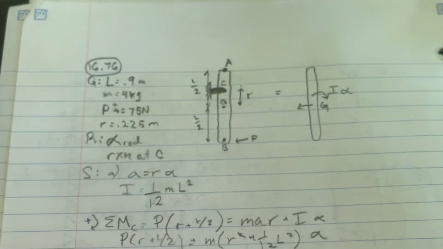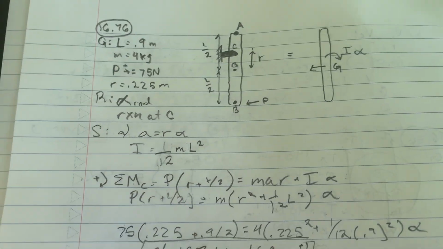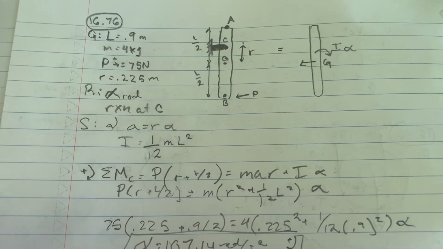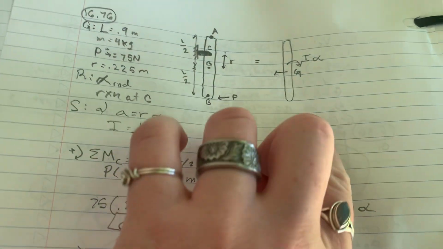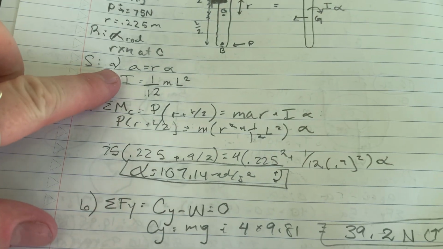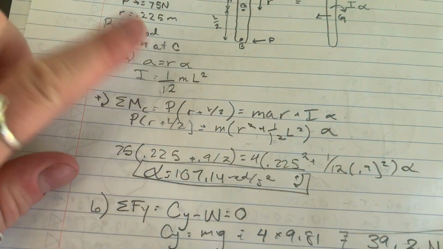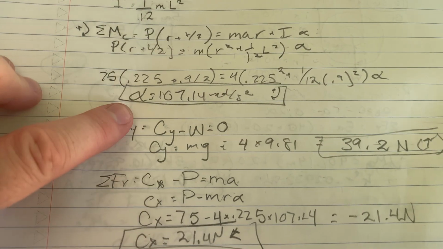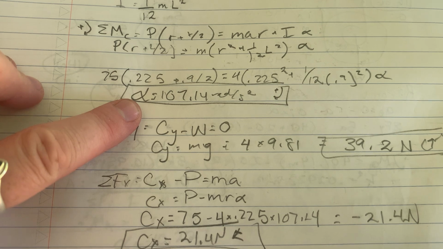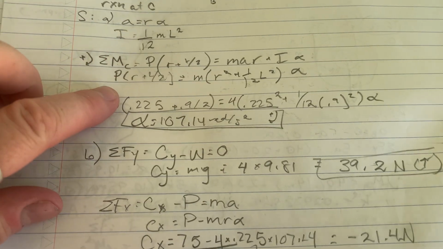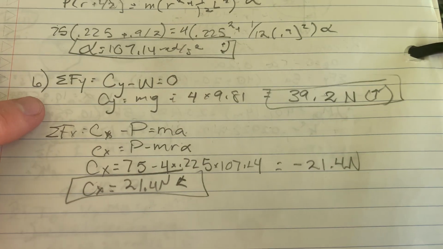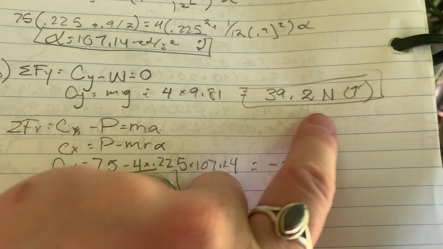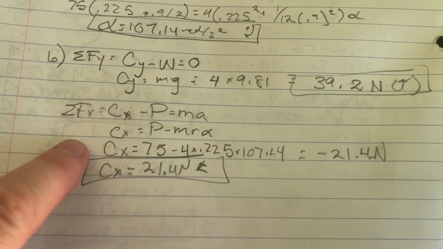For the next problem, it's asking to find the angular acceleration of the rod and the reaction at C. So we have these free body diagrams. We solve for I and have this equation for A. We solve for the moment about C, and then are able to find the angular acceleration from this equation right here. And then for part B, we do the sum of forces in the y and x direction. And since these are all known, we're able to find C_y and then C_x.